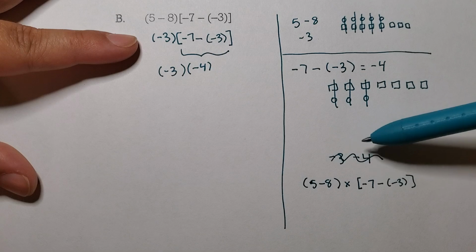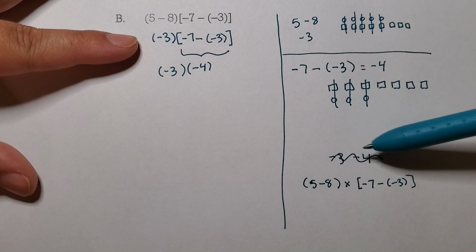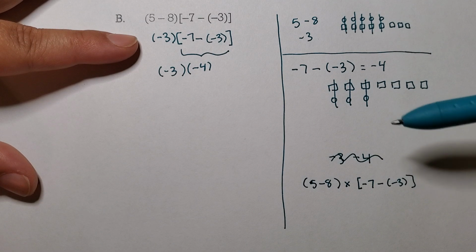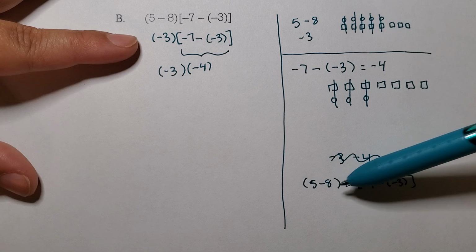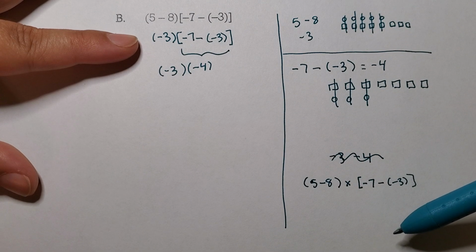So I would recommend, if you're the sort of person who would write -3 minus 4, and that used to be me, start writing a times in between your parentheses that are close together, and that will help to avoid that mistake.